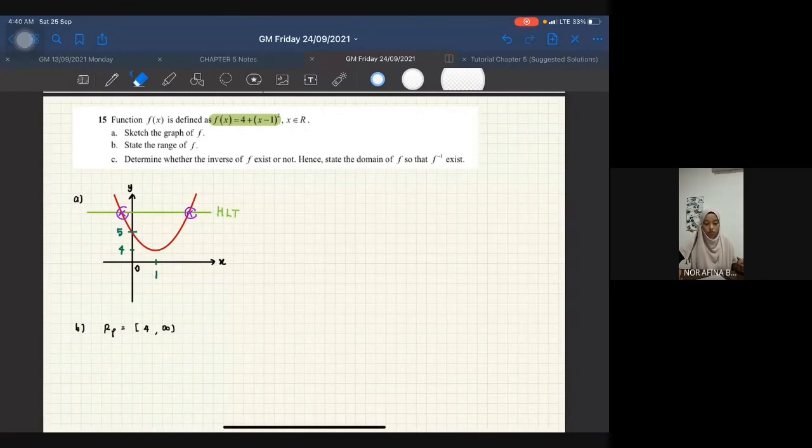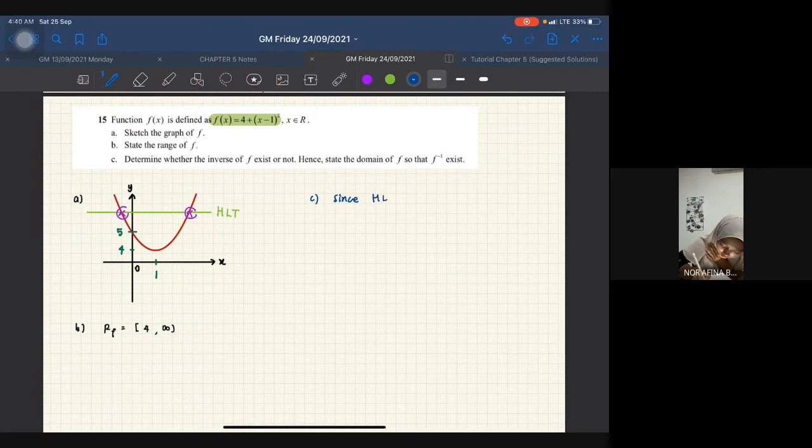Okay, so kita tengok balik kat situ. So HLT kita cuts at 2 points. So dia tiada inverse function lah, sebab dia bukan one-to-one function. Okay, so part C kita akan tulis kat sini. Going to write over here, part C. Okay, so kita akan tulis conclusion.